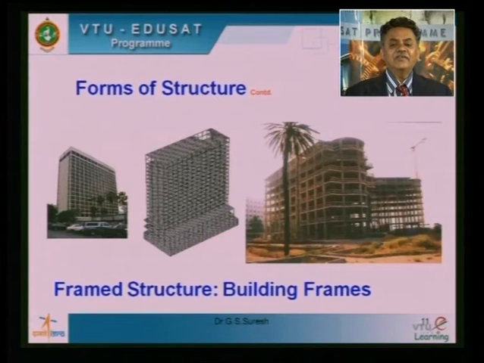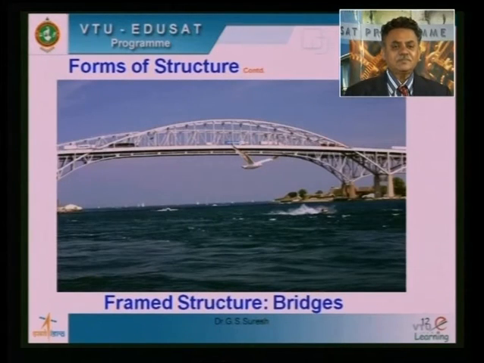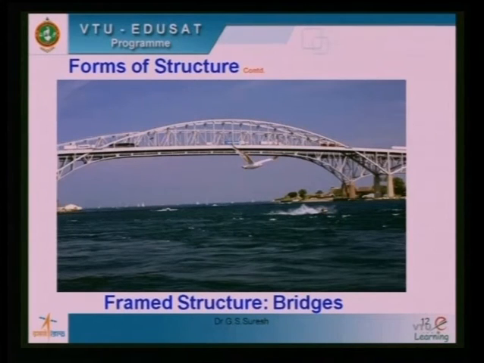Then on the right side you can see that the wall is still not constructed. How the constructed work looks is seen on the right side, that is called the framed structure. This is a bridge. What is a bridge? A bridge is a structure which is built to transport vehicles or human beings from one bank to another bank of either a river or a sea, or it could be any other water body.